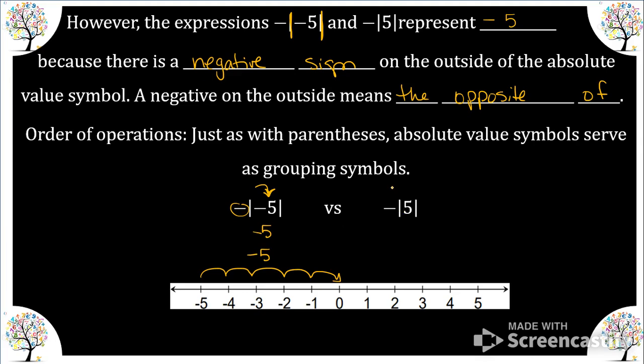Now, again, we're going to first evaluate inside the absolute value symbol. So the absolute value of +5 is 1, 2, 3, 4, 5. Then we have this negative on the outside, which means the opposite of. So what is the opposite of 5? Well, it's -5. So just remember, when we have negative on the outside of the absolute value sign, our answer will be negative because it means the opposite of.